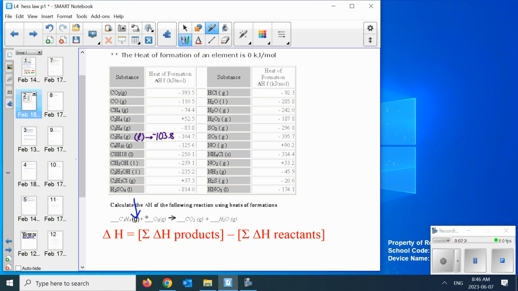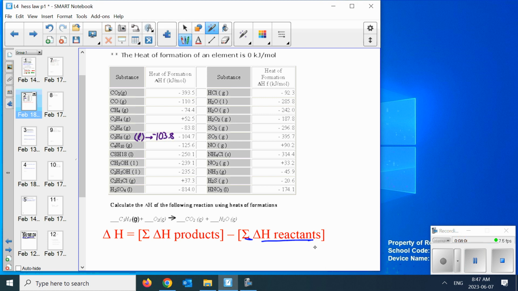Using this chart, it's fairly simple. Calculate the delta H, the enthalpy change, of the following reaction using enthalpies of formation. We use this formula for it. The sum of, capital sigma means add up, sum. Sum of the delta H values for products, minus, and I have this bracket here for a reason. You've got to add them up before you subtract. The sum of, added up, all of the reactants.